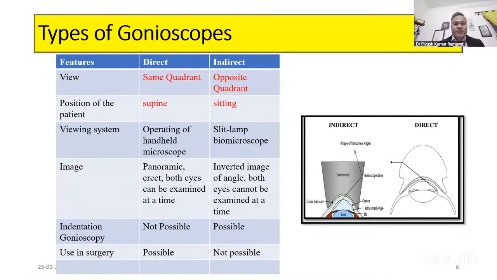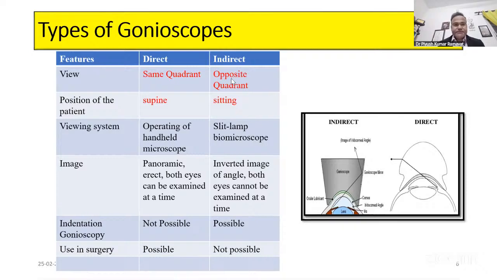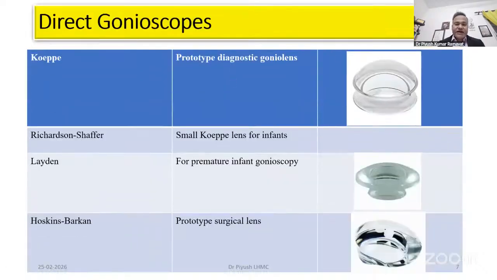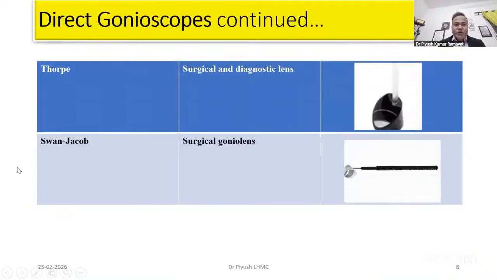Types of gonioscope: mainly direct gonioscope and indirect gonioscope. With a direct gonioscope, as the name suggests, we examine the same quadrant, and in an indirect gonioscope we are examining the opposite quadrant. There are various types of direct gonioscopes. Importantly, at the PG level, you remember Koeppe's gonioscope, where you can examine both the eyes at the same time with the operating microscope, and more popular nowadays, Swan-Jacob gonioscope, where you do the various MIGS procedures.